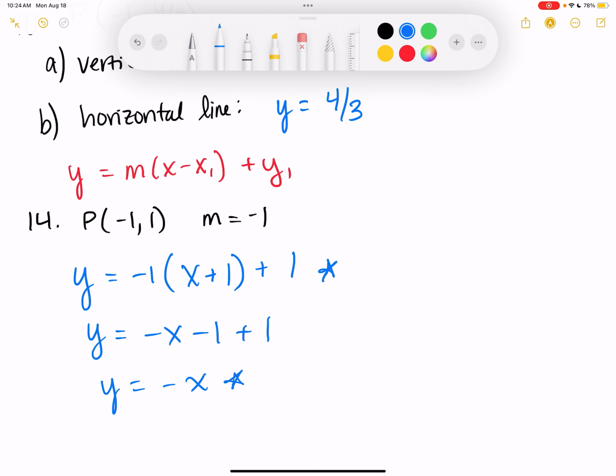I don't really care in the end. There are some things where it's better to have it in point slope and then some where it's better to have it in slope intercept. But either way is fine. I don't really care.